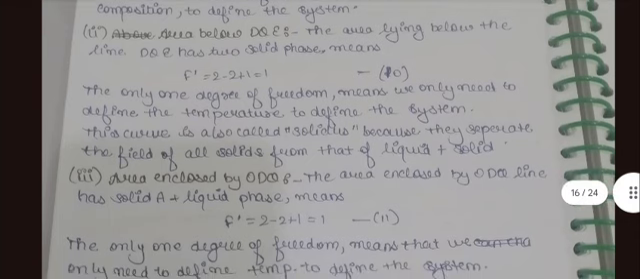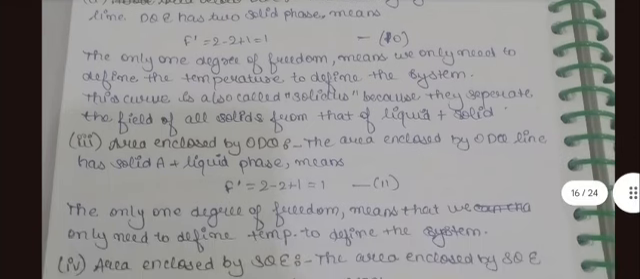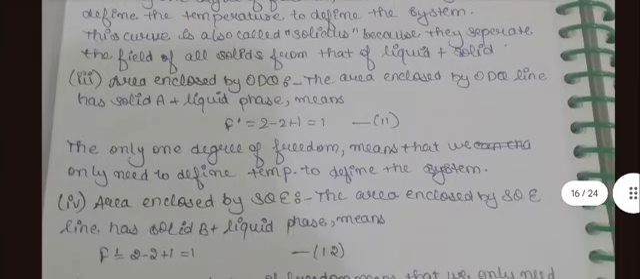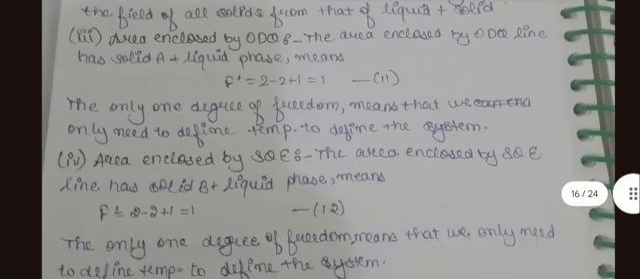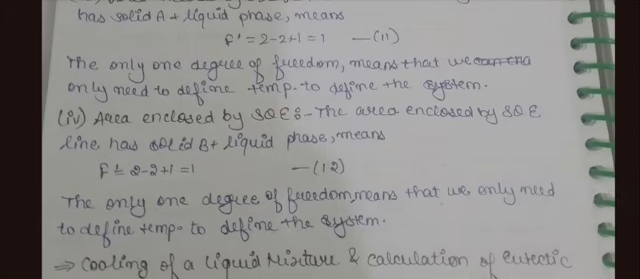This curve is also called the solidus because it separates the field of all solid from that of liquid plus solid. Area enclosed by ODQ. The area enclosed by the ODQ line has solid A plus liquid phase, which means F' is equal to 2 minus 2 plus 1, which is equal to 1. The only one degree of freedom means that we only need to define the temperature to define the system. Area enclosed by SQV. The area enclosed by the SQV line has solid B plus liquid phase, which means F' is equal to 2 minus 2 plus 1, which is equal to 1. Again, we only need to define the temperature to define the system.